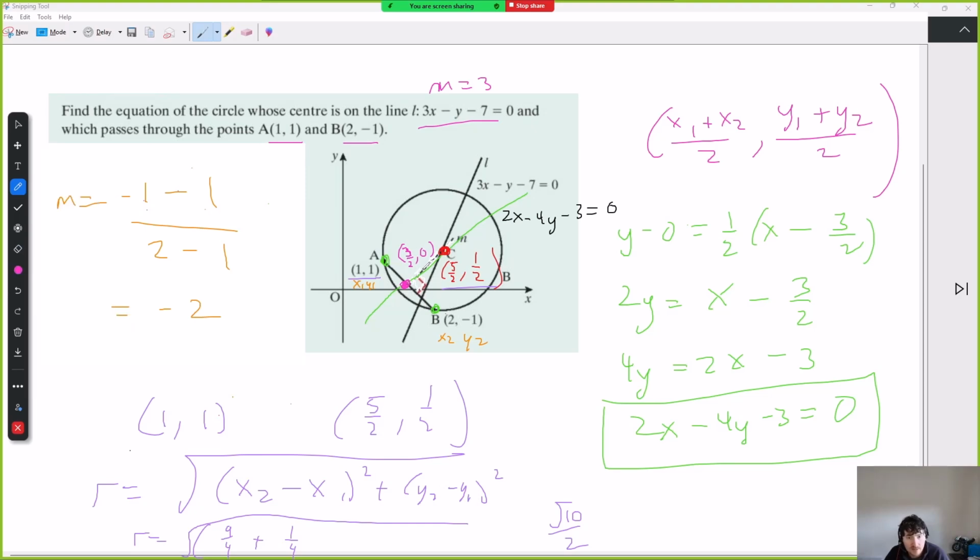So now that we have the center, which is 5 over 2, a half, and we have the radius, we can write down the equation of the circle, which is x minus, this is your h, k, minus 5 over 2 squared plus y minus a half squared equals 10 over 4. So you square this now, you get a full 10 on top and you get a 4 on the bottom. Okay, cool. Right, so we'll make a flashcard on this.